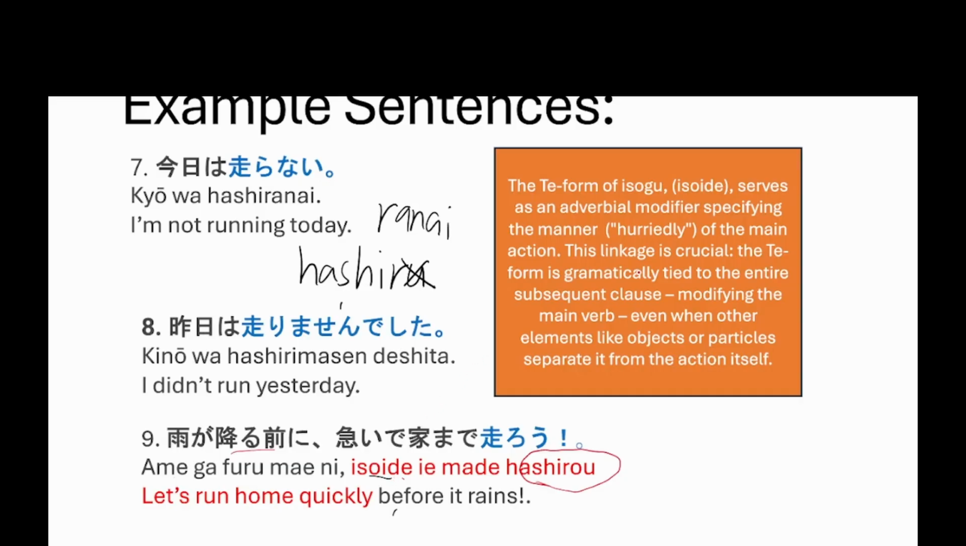Okay? This linkage is crucial. The te form is grammatically tied to the entire subsequent clause, modifying the main verb. So even if there are other elements like objects or particles, like here we have ie, home, and made, up to the home. Even if there are objects and particles in between, the te form of the verb, which acts as an adverbial modifier, is still able to modify the main action, which is hashiru.